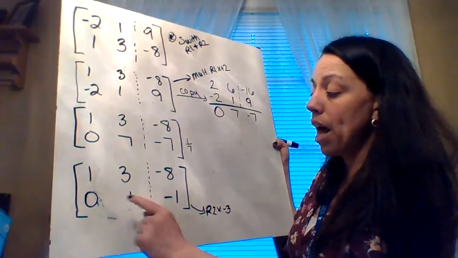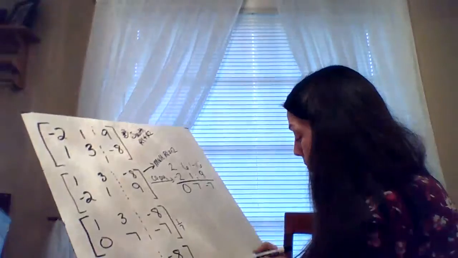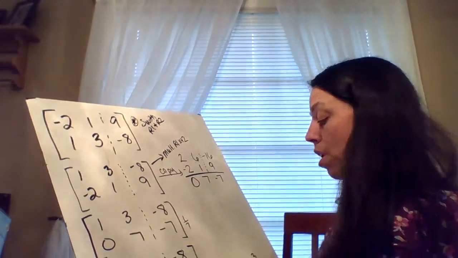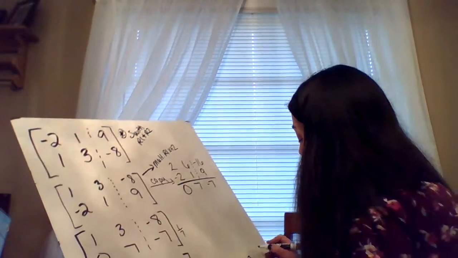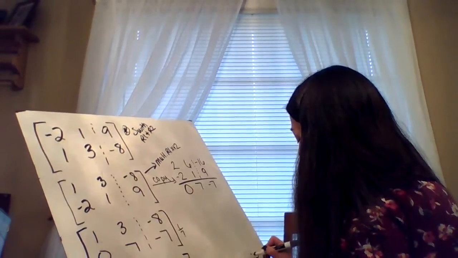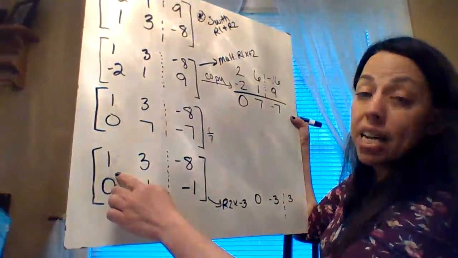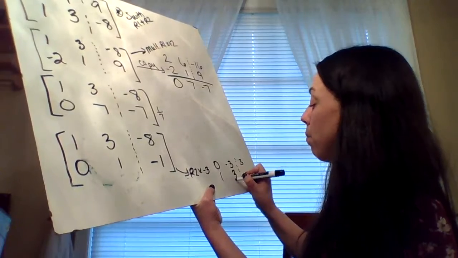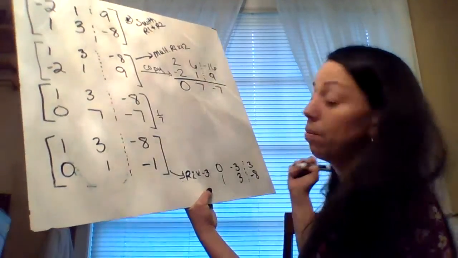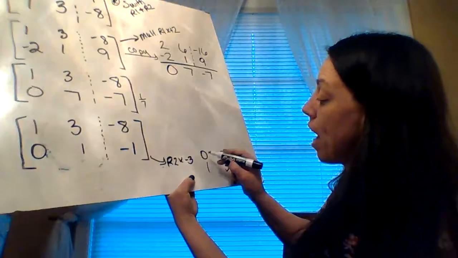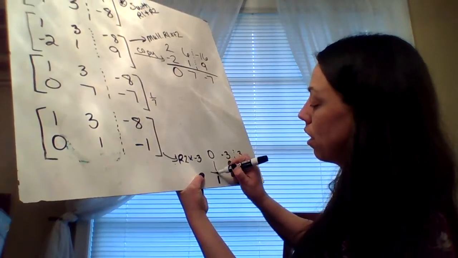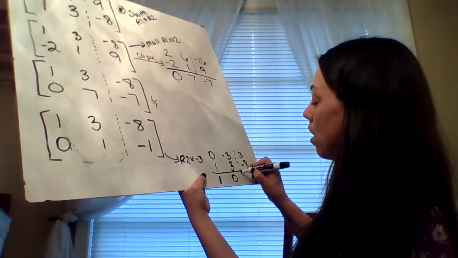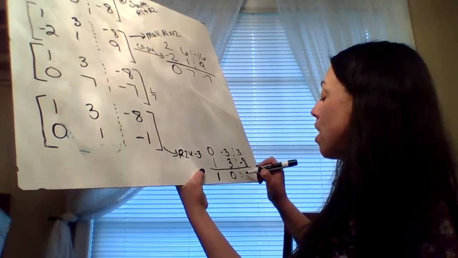What is 0 times -3, excuse me? What is 1 times -3? What is negative 1 times negative 3? And remember, I'm doing that to get rid of this top one. So right underneath there, I'm just going to copy down that row. And now I'm going to add. What's 0 plus 1? What's negative 3 plus 3? And what's negative 8 plus 3?